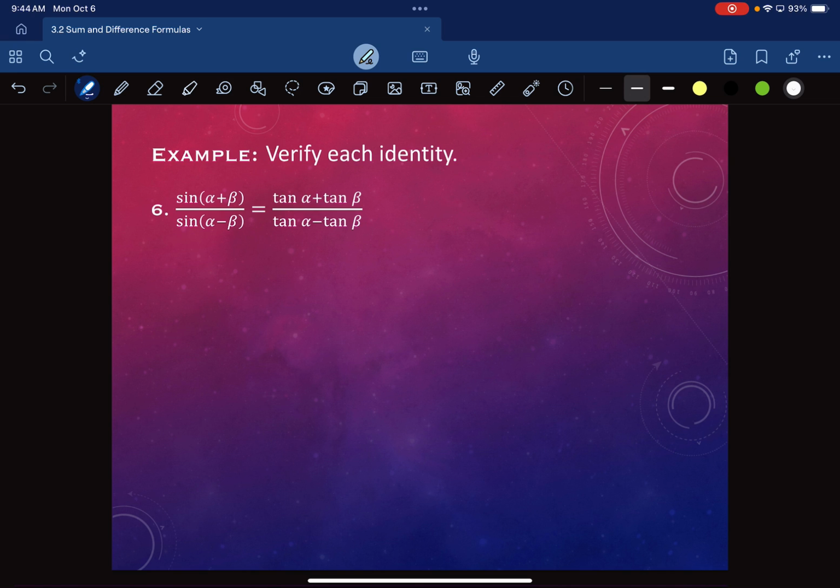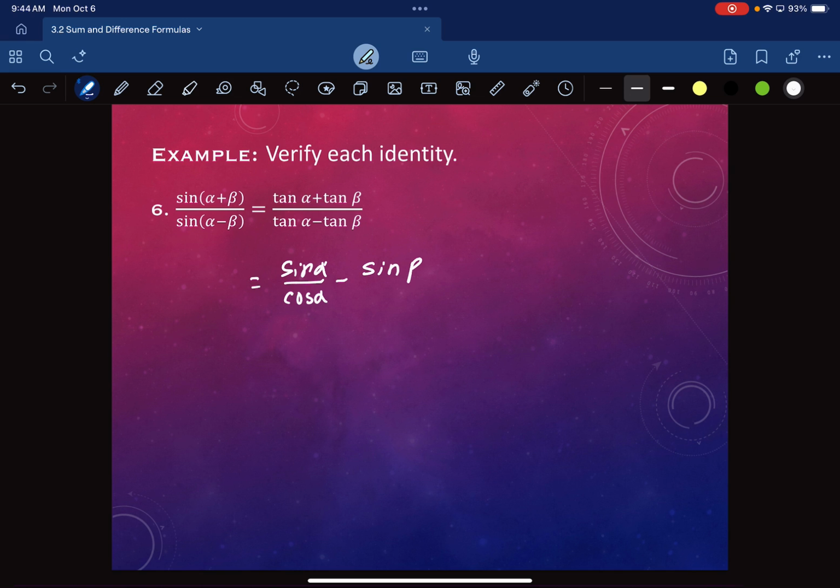Yes, sir? Could we just switch it to like the sine over cosine properties of tangent? Yes. This is what I think you're asking me, Isaac, is can we change tangent theta or alpha to sine of alpha over cosine of alpha? Is that what you're asking me? Yes, that is exactly the approach that we're going to take.